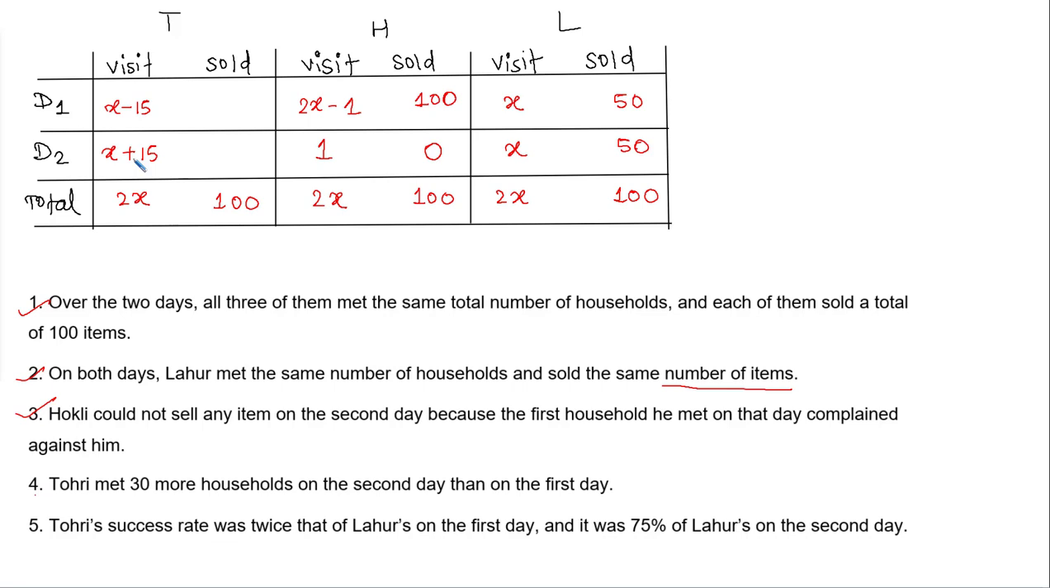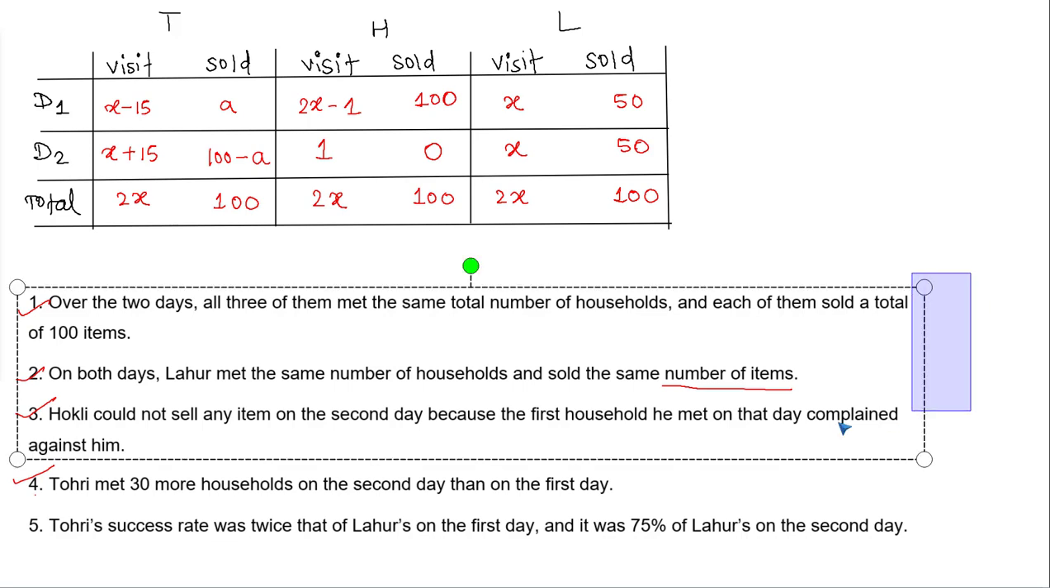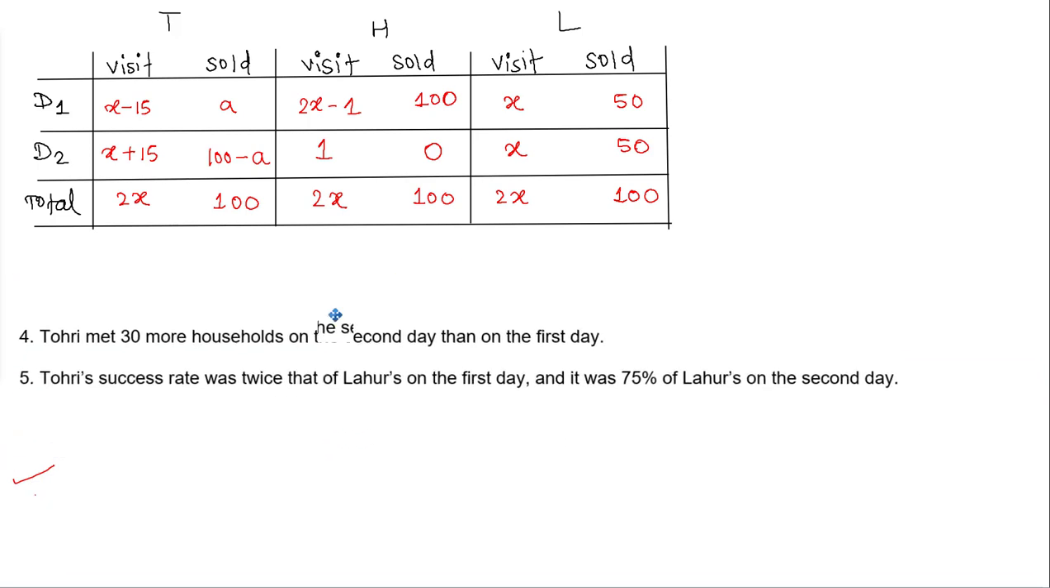And the last statement says that T's success rate was twice of L's on the first day and 75% of L's on the second day. So let's assume that the number of articles sold by T on day 1 is A and on day 2 it will be 100 minus A. So over here only the fifth statement is remaining. Let's have a look at what the fifth statement says. We'll delete the remaining data.